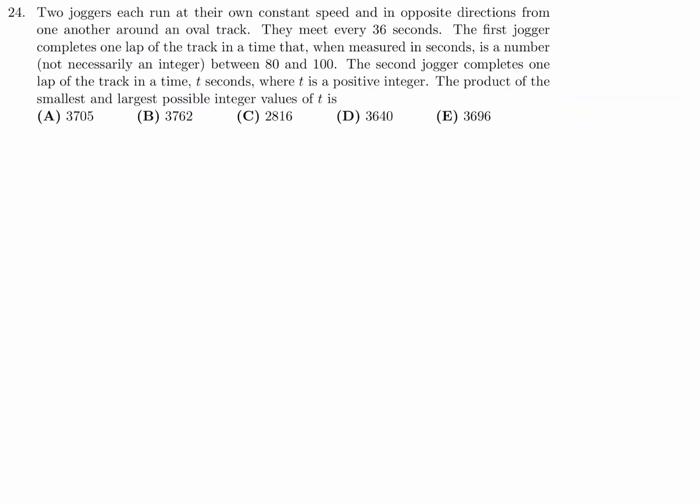Two joggers each run at their own constant speed and in opposite directions from one another around an oval track. They meet every 36 seconds. The first jogger completes one lap of the track in a time that, when measured in seconds, is a number, not necessarily an integer, between 80 and 100. The second jogger completes one lap of the track in a time t seconds where t is a positive integer. The product of the smallest and largest possible integer values of t is?